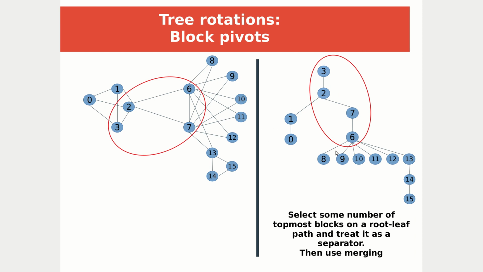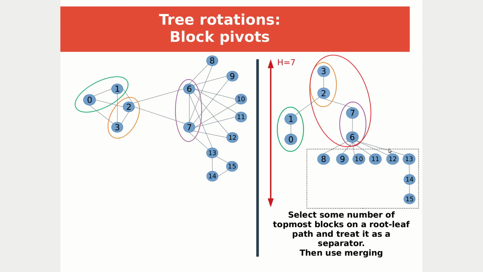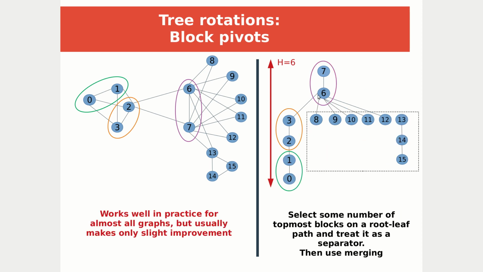We have tree decompositions induced from the already known tree decomposition, and we apply merging. We have the 2, 3, 6, 7 separator, and after merging we see that we made some pivots, some rotation in that case, that resulted in reducing the height of our tree decomposition. This method, block pivots, works very well in practice for almost all graphs, but it usually produces a small improvement in the height.